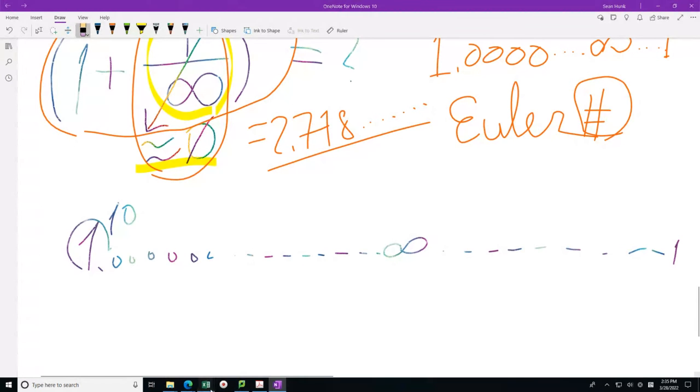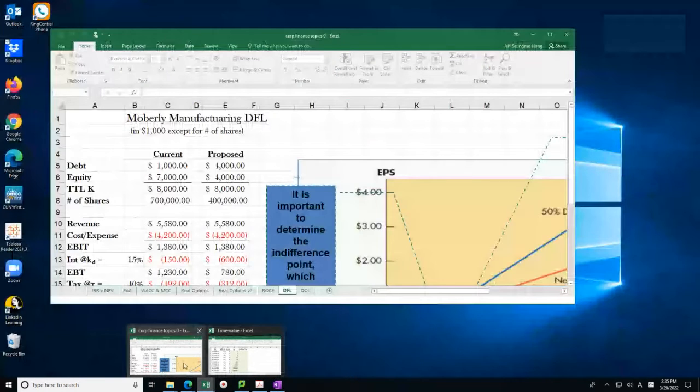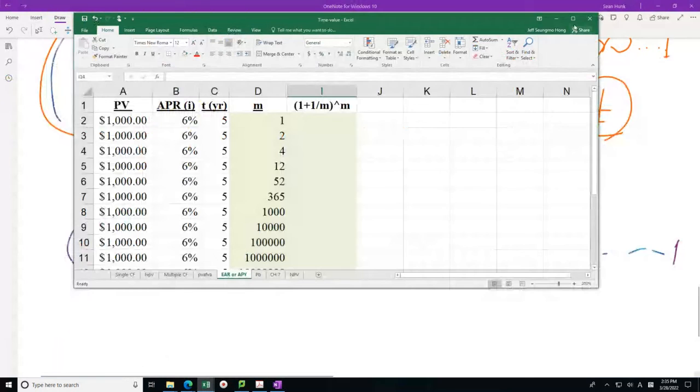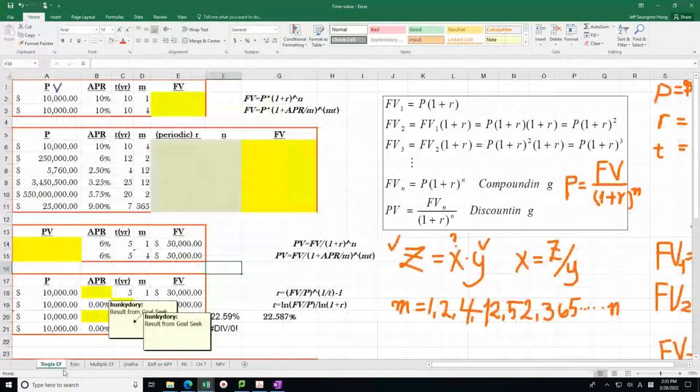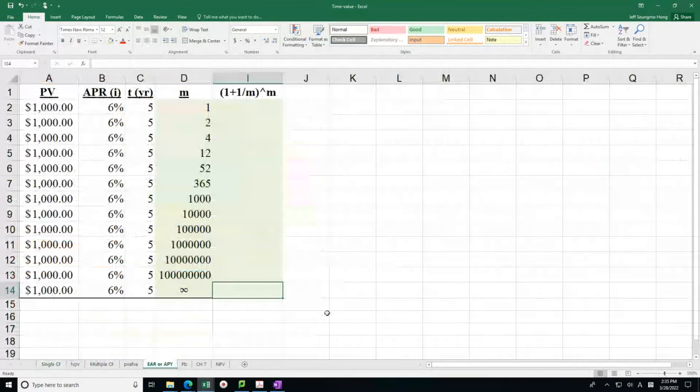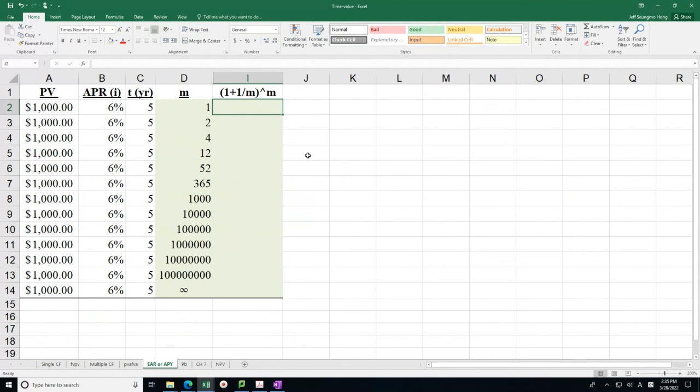So let's do this. Without further ado, you have this file, right? You downloaded this file before, so we worked on that. Please open it in front of you and go to the bottom tab that says EAR or APY. And here, let's do this example.